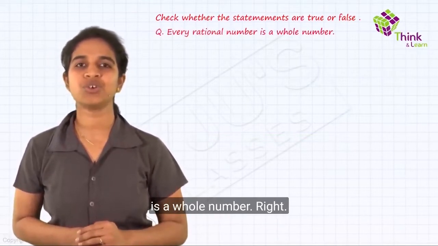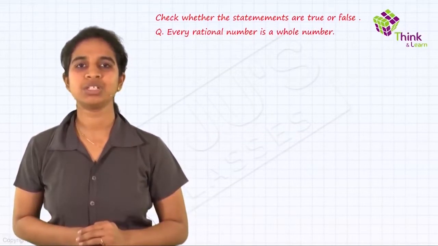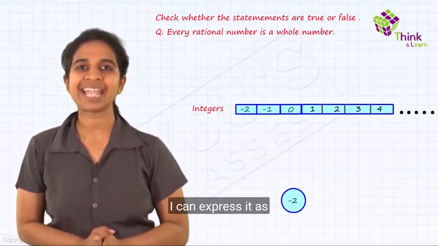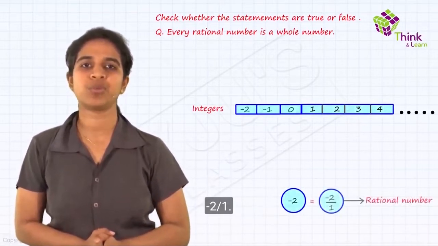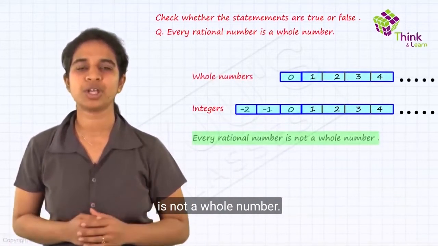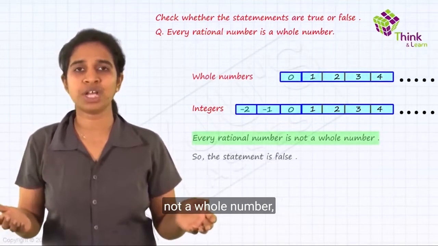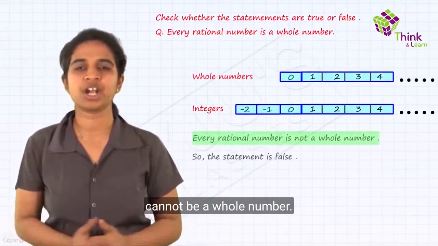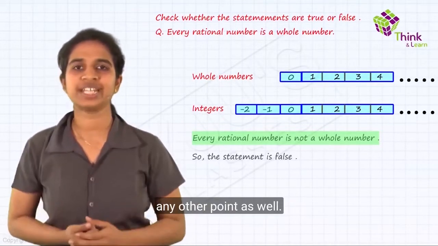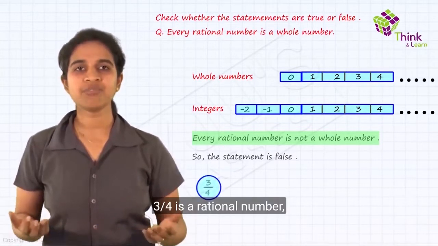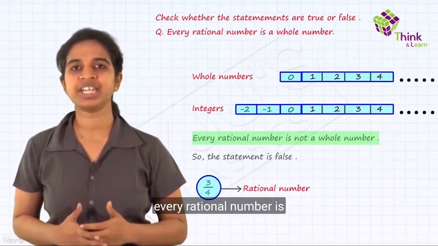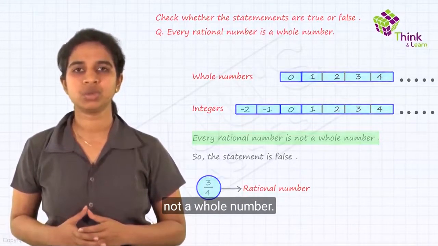Now the third statement is every rational number is a whole number. Is that true? No, right? Because this -2 that you just saw, which was an integer, is also a rational number. I can express it as p by q, -2 upon 1. You clearly don't see it on your whole number line, so every rational number is not a whole number, right? If every integer is not a whole number, obviously every rational number cannot be a whole number, because all integers are rational. Similarly, you can check any other point as well. 3 by 4 is a rational number. You don't see it on the whole number line, right? So very clearly, every rational number is not a whole number.